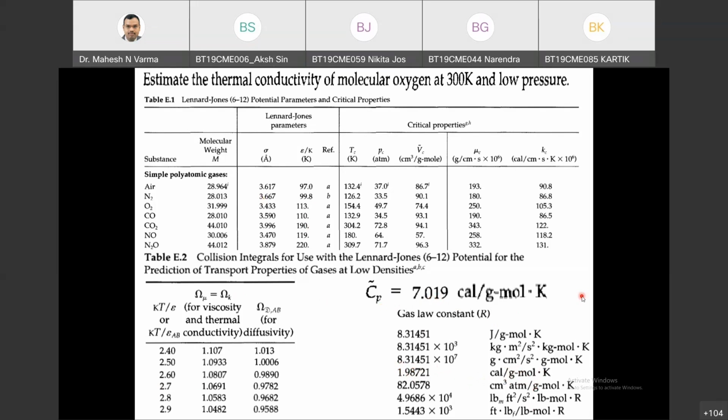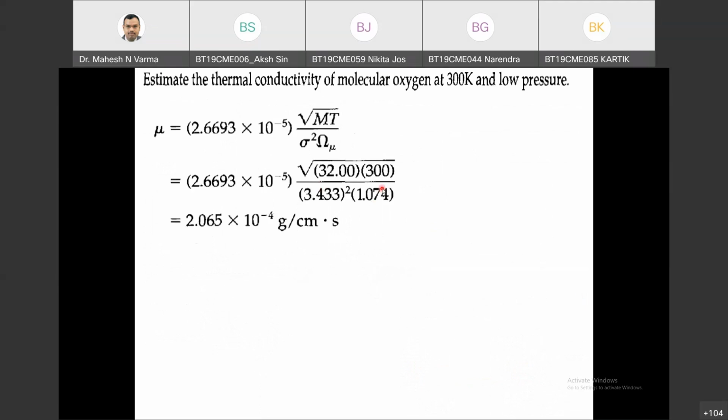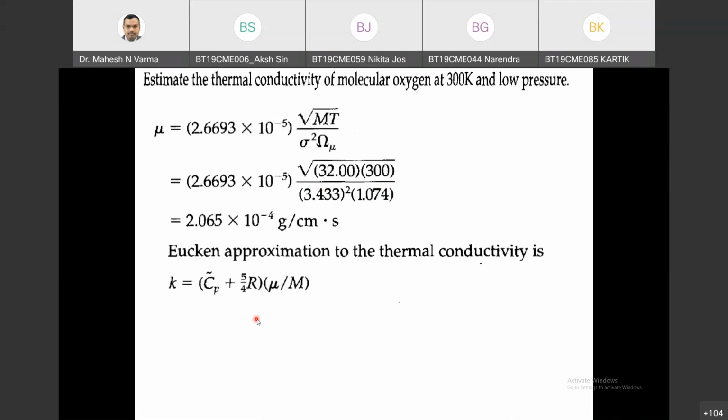And you can use the equation, and this is viscosity. The same values we have already estimated. Using this, viscosity is 2.065 into 10 raised to minus 4 gram per centimeter second. So the Eucken approximation of thermal conductivity, Cp plus 5. This is just a rearrangement. Yes, sir. The molecular mass is taken out, so this was per unit molecular mass. Now this will be per unit mass. So that is why this unit conversion is there, and this is the value.